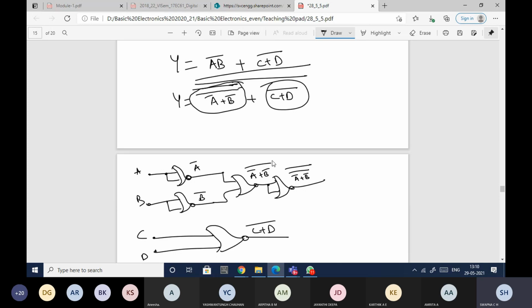Now I've got this one, I've got this one also. Now I need to get this complement, so give it to a NOR gate, so that I'll get this term, which is nothing but A bar plus B bar double bar plus C plus D whole bar. But one more bar is also there, so give it to one more NOR gate so that my output here will be Y.